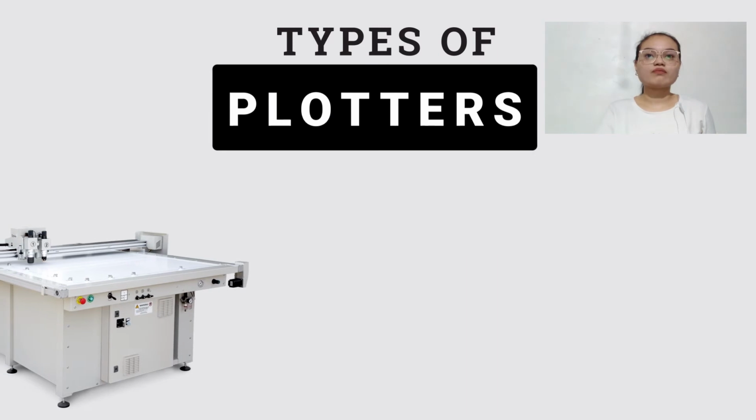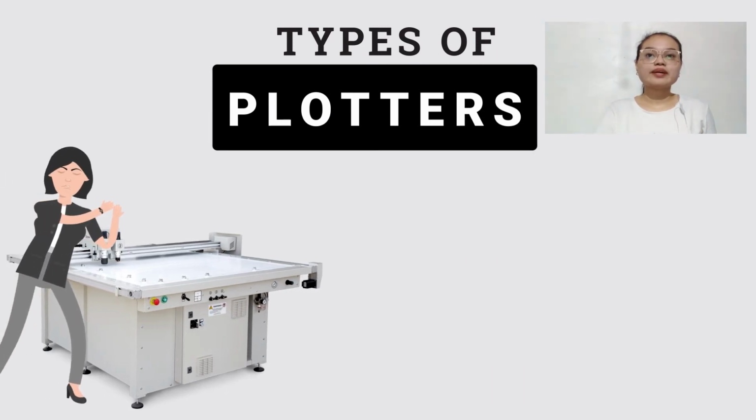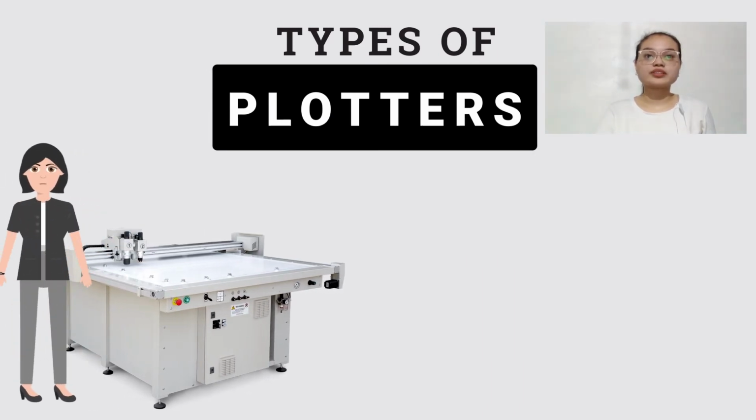Types of plotters. Flatbed plotters. A flatbed plotter is a computerized plotter that works by using an arm that moves a pen over paper, rather than having paper move under the arm as with a drum plotter.